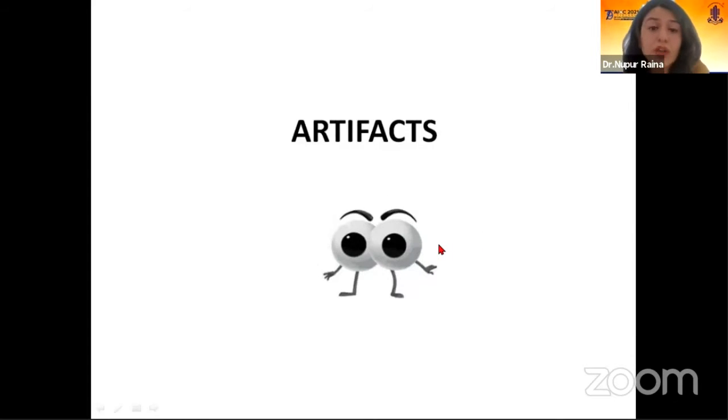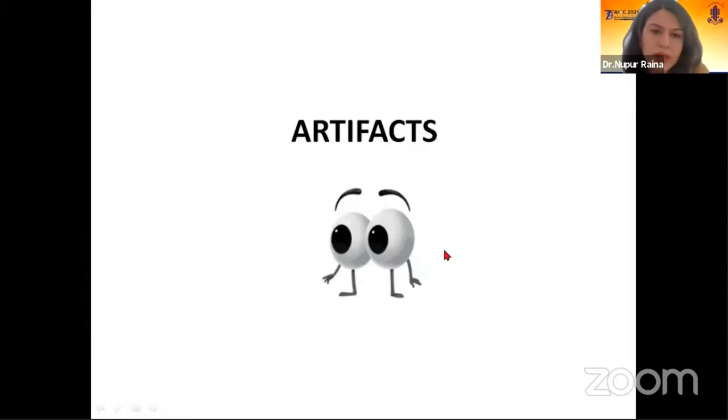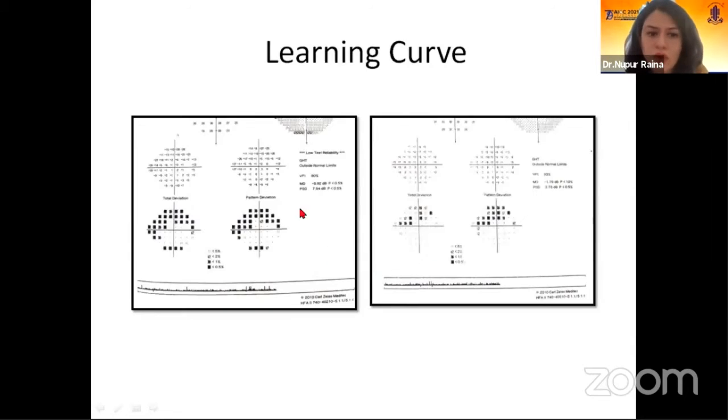It is also important to know about all the artifacts that can occur on the field while performing the test. So we see this patient, the pattern deviation has improved. So does that mean that this patient's glaucoma is reversing? No, not at all. Always remember there is a learning curve, and most patients take up to 2 to 3 tests to be able to understand how to do the test properly. So here we actually see there's a low test reliability in the first field, which improves in the second field.